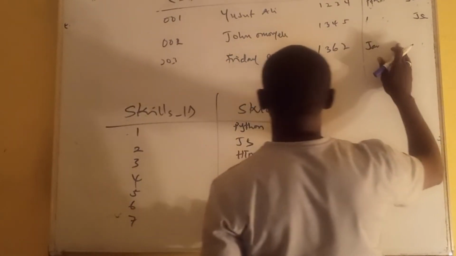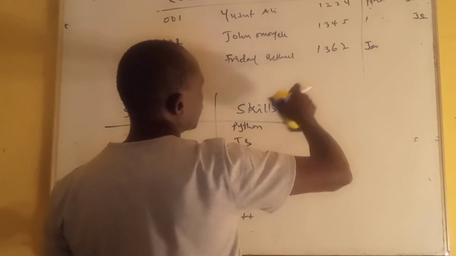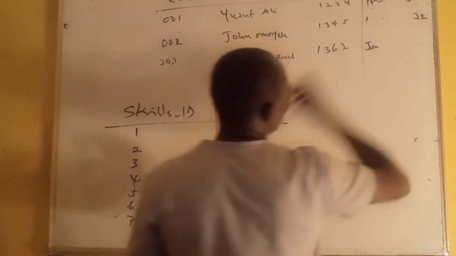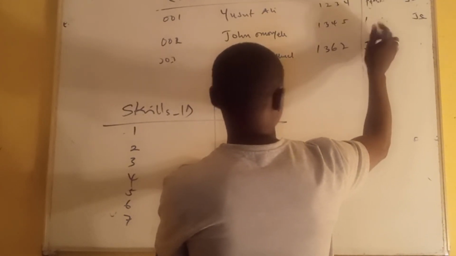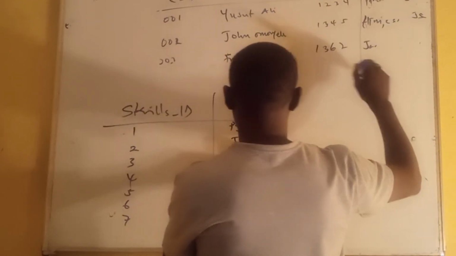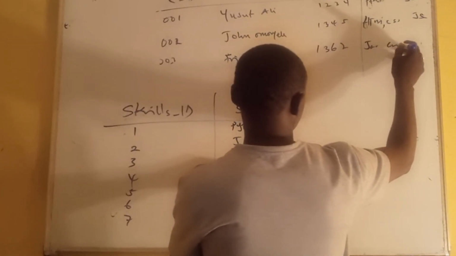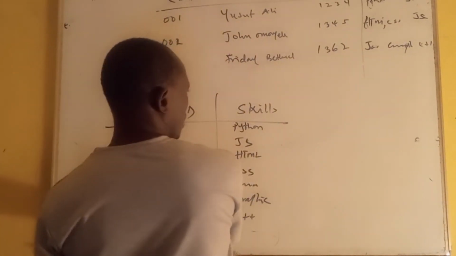Okay, we are going to have another table. So let's just return this. Here we have HTML, CSS, Java, graphics, and C++. So here, this is another table.